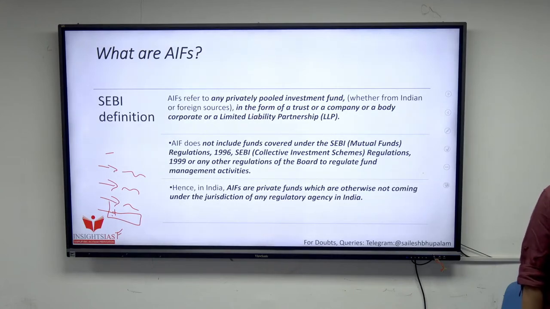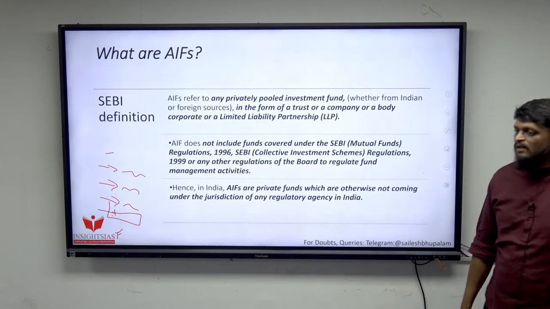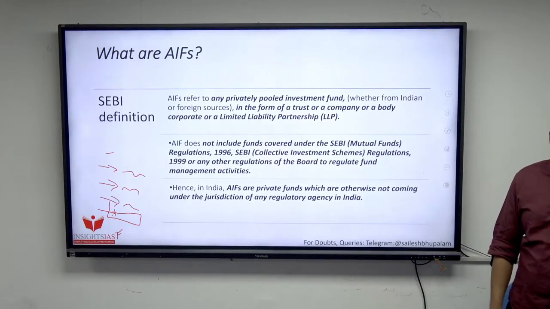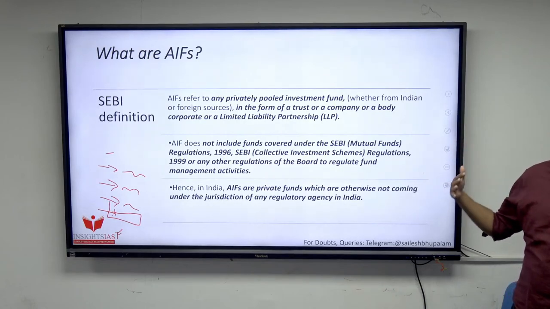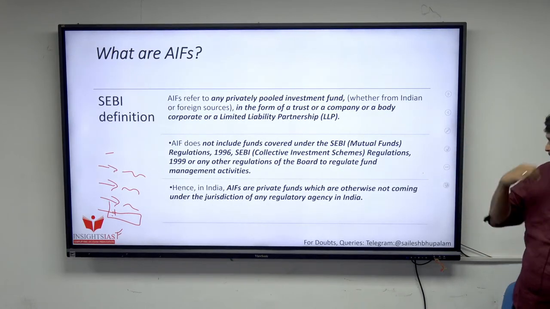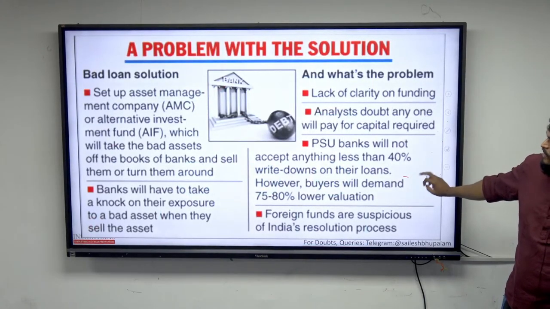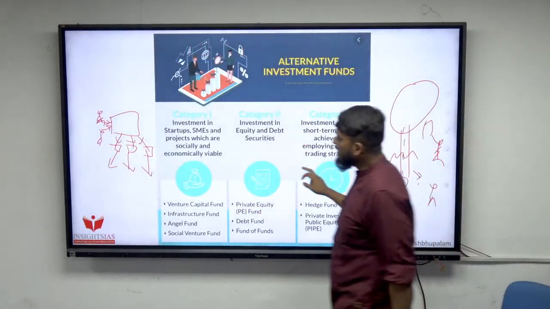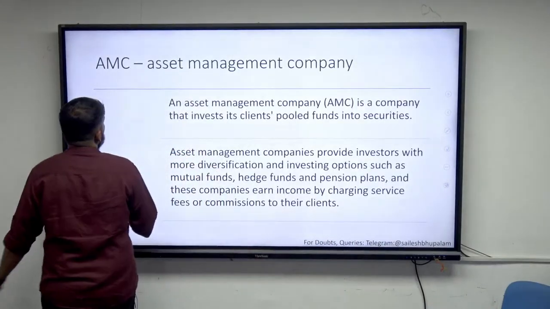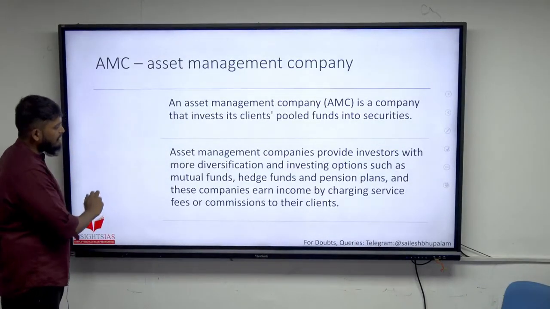So that is why the name AIF comes from, or you can say SEBI has categorized this as alternative to existing rules, whatever are there. They are not falling under any other rules. That is why it is called alternative. So far, we saw what is AMC and AIF, and we also saw basically the third category.